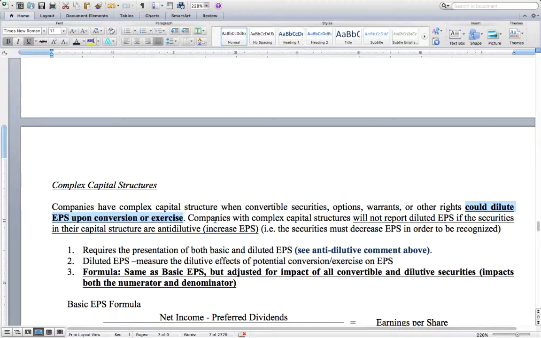The key thing to note is the difference between basic and dilutive here. You will always report the basic. However, a company will not report the dilutive EPS if the securities in their capital structure are anti-dilutive, and therefore increase the earnings per share.